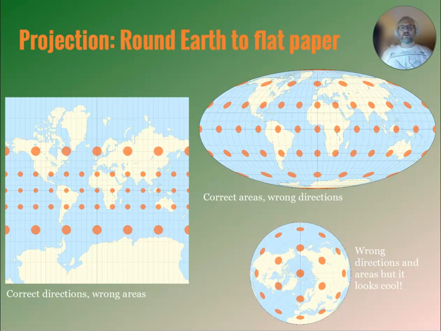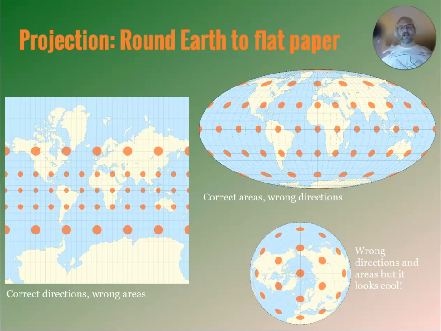Those circles are all equally sized circles on the globe. If we had a globe based on that map, those circles would all be the exact same size on the globe. So then you can see when they're put on the projection, they get bigger as you get farther from the equator.